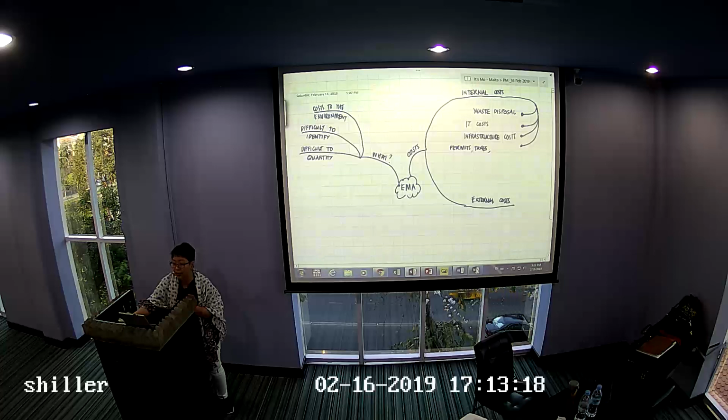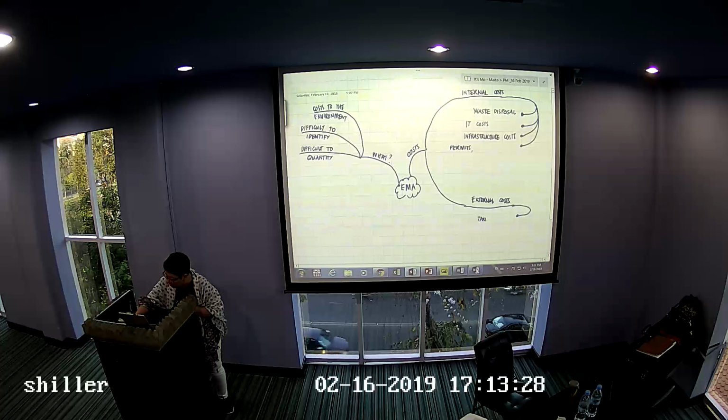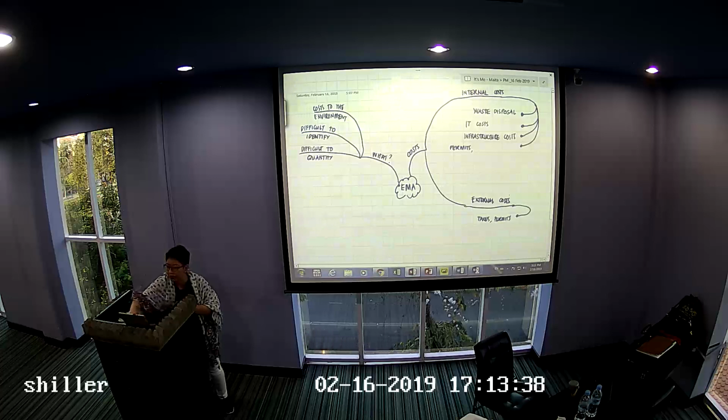Environmental taxes. What else? Sorry, that's not internal. That's external, correct? Okay, sorry, I will put it here. External cost would be taxes, permits. What else? Okay. All right. Anything else?